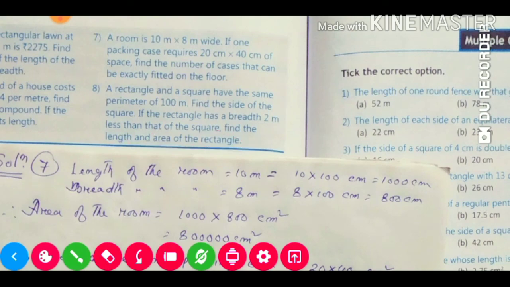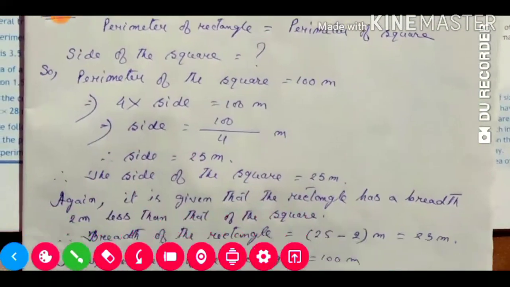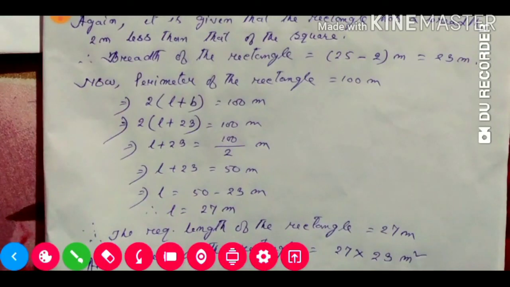So now we need to find the length of this rectangle. So the perimeter of the rectangle, we know, will be 100, because according to the question it is 100. So the perimeter of the rectangle formula is 2 into length plus breadth is equal to 100 here. So 2 into length and breadth, whose value we just got is 23. So we put 23 here. Now we divide this 100 by 2, so it will be 50. So L plus 23 is equal to 50. Now this plus 23, we will shift to the right-hand side, so it will be minus. So 50 minus 23 will be 27 meter. So the length we got is 27 meter.